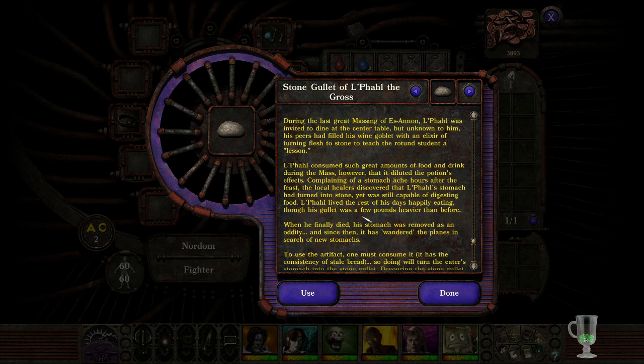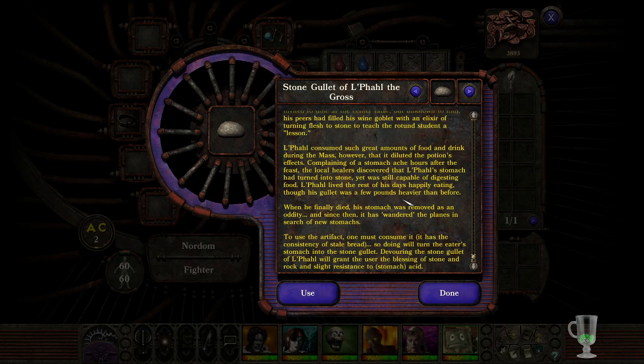Lafal lived the rest of his days happily eating, though his gullet was a few pounds heavier than before. When he finally died, his stomach was removed as an oddity, and since then it has wandered the plains in search of a new stomach.